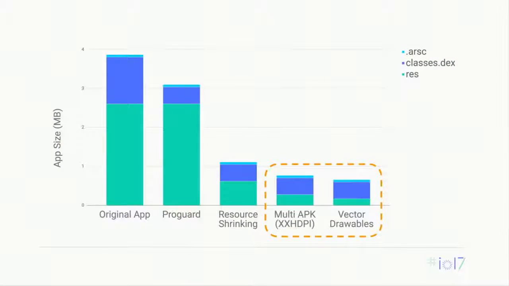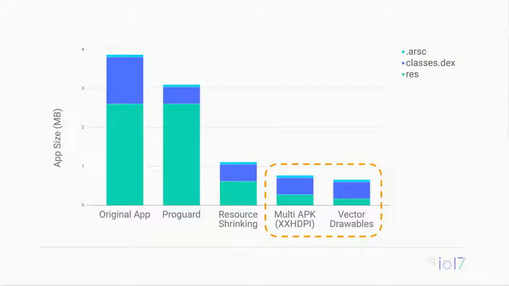Now let's look at the savings. After substituting most of the PNGs with vector assets, which this app is very good at because it's all flat images with relatively low complexity, we see that vector drawables is a little bit better than multi-APK. That kind of makes sense, right? Because we're carrying just a single asset in the application.